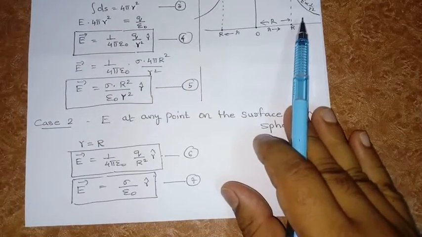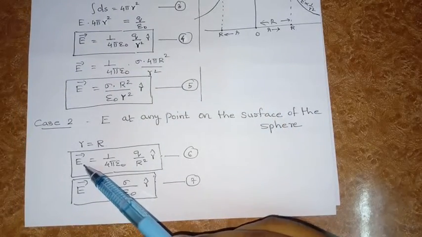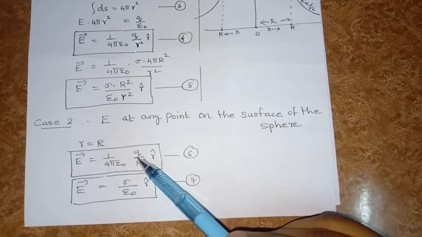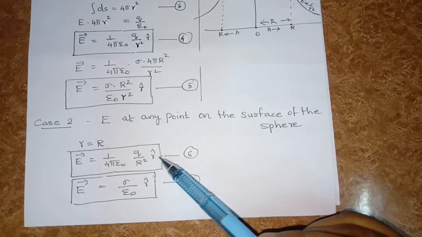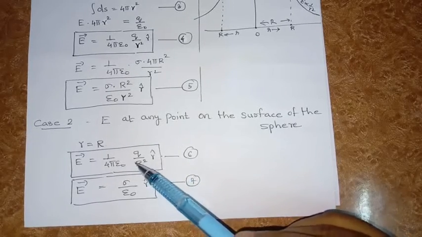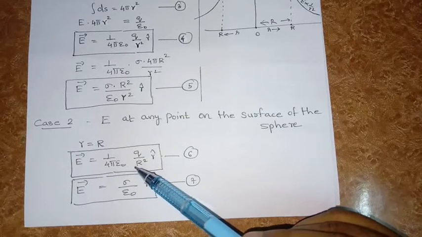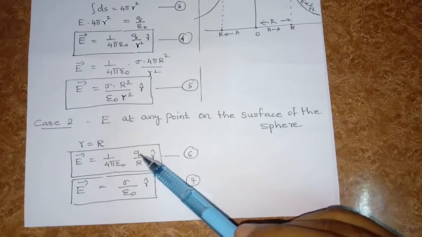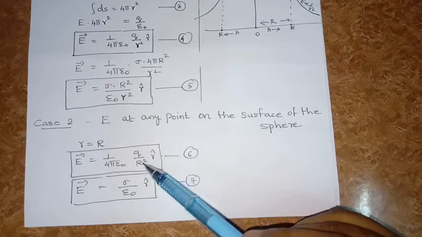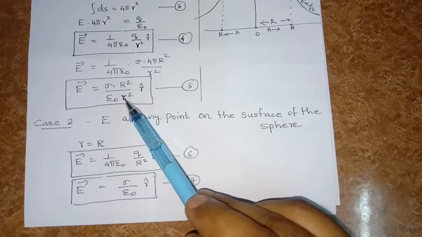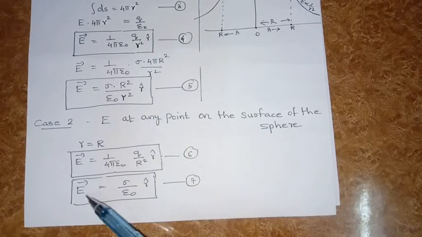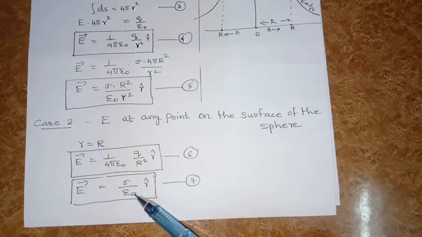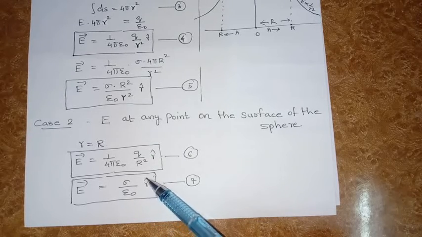When small r becomes capital R, the electric field equation becomes E is equal to 1 by 4 pi epsilon 0 times Q by, instead of small r square, I have to substitute capital R square, into unit vector R. So this equation gives the total electric field on the surface of the sphere in terms of Q. Now in terms of sigma, I have to substitute small r equal to capital R here. R square cancels. What remains is E is equal to sigma by epsilon 0 into unit vector R.